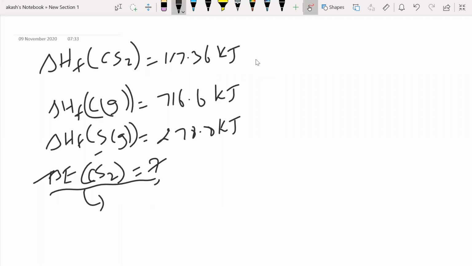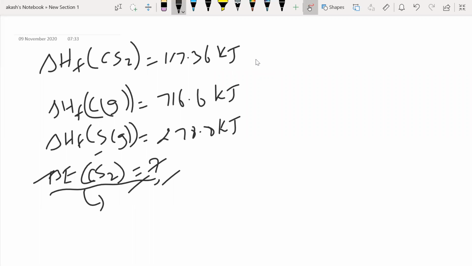Okay, first question. How will you write the reaction for this bond enthalpy of CS2? Tell me. I'm not sure, but I wrote bond enthalpy of C plus 2 into bond enthalpy of S. No, I'm asking, how will you just write the reaction? C plus S2 gives CS2, sir.